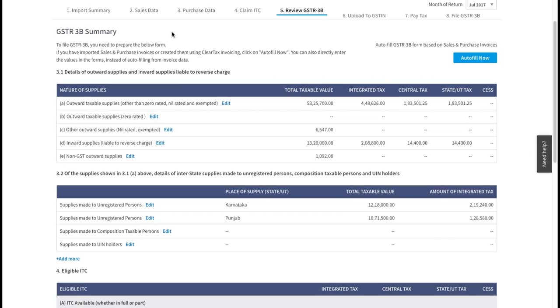Details of outward supplies and inward supplies liable to reverse charge. The details of outward supply or sale of goods or services, both interstate and intrastate, need to be mentioned under this head. This has to be supported with inward details of purchases of those goods or services which are categorized under reverse charge. Let's understand the nature of each of these supplies individually.